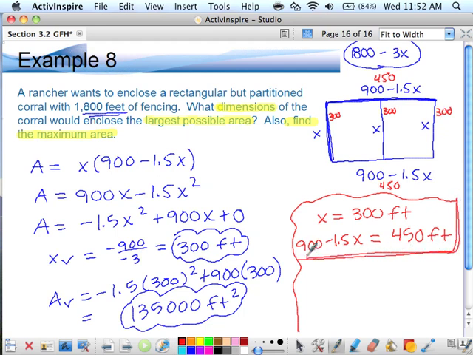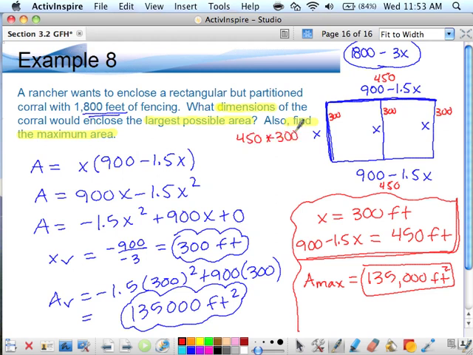Now let's talk about the second question that was asked of us. Aside from the dimensions, we were asked to find the maximum area. And we believe, based on the vertex, the maximum area was 135,000 square feet. But let's make sure that that makes sense. Maximum area is 135,000 square feet. Let's look back at what we've drawn up there. The length times the width here is 450 times 300. So 450 times 300. Let's see if that comes out to be 135,000. Sure enough, it does. So that's a good way to check yourself at the end.